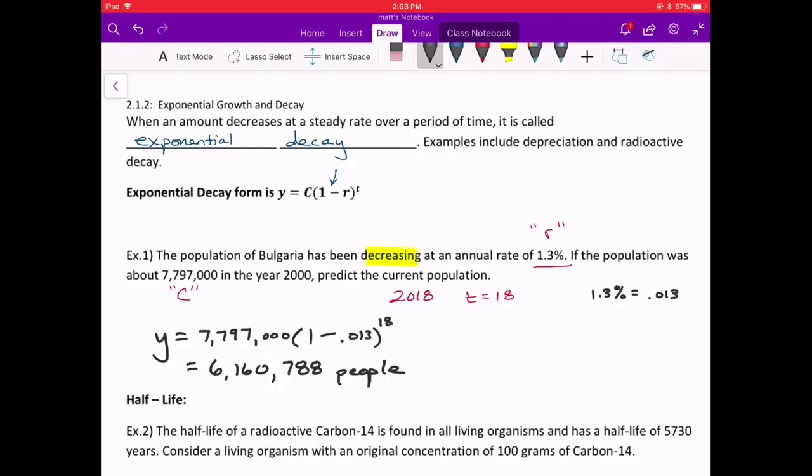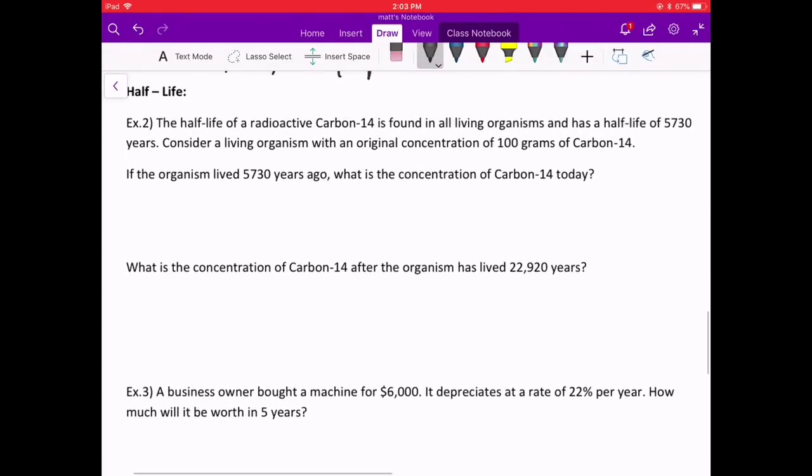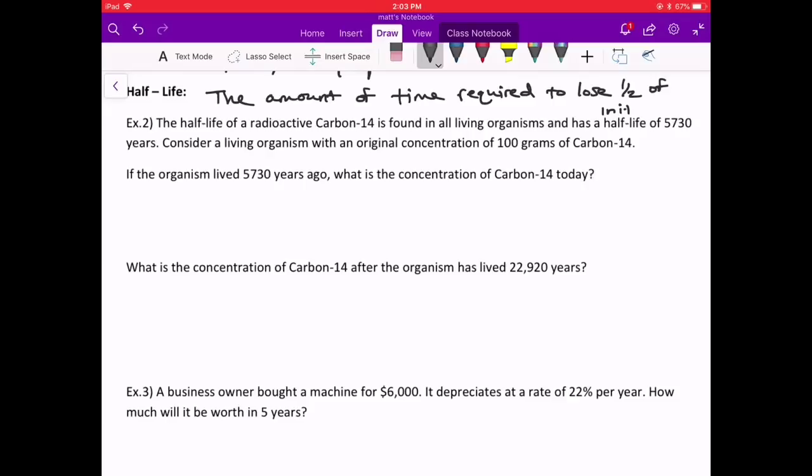All right, half-life. That's kind of our next idea here. Half-life is literally the amount of time required to lose half of your initial amount. The amount of time required to lose half of initial amount. And I'm going to abbreviate amount.